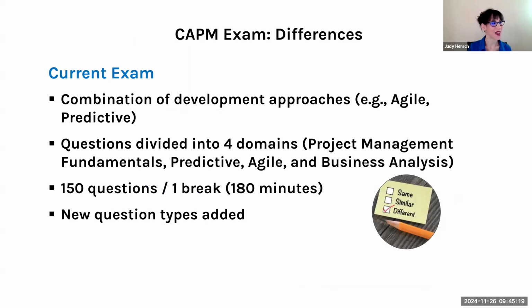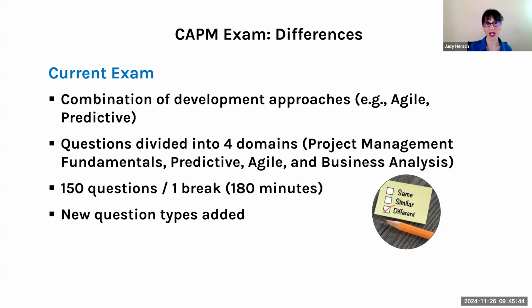Okay, so the CAPM, the current exam is a combination of development approaches, meaning when we're referring to development approaches, we're talking about agile, predictive, hybrid. So you will see both. You need to be aware of agile terminology as well as predictive, and hybrid is really a combination of an agile approach and a predictive approach.